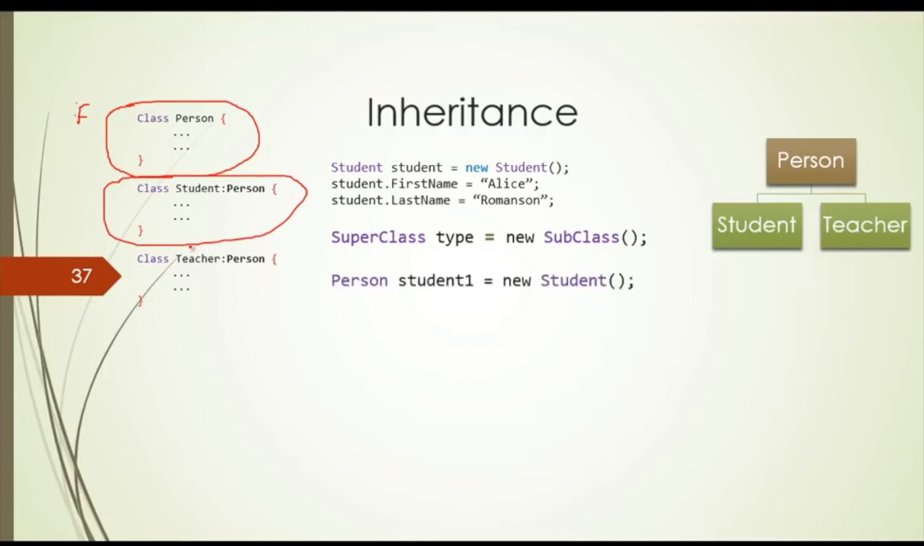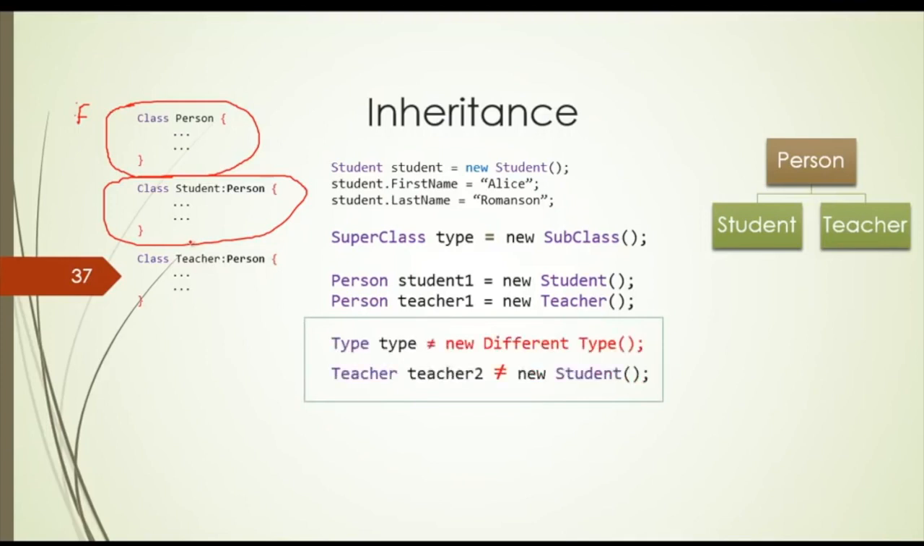So you can instantiate a person class from a student class. You can do the same for the teacher as well. But if the types are not the same, let's say you want to create a teacher class from a student class, you will fail. And it's vice versa: if you try to create a student class from a teacher class, you will also fail. Another thing is that you cannot create your subclass from your superclass.